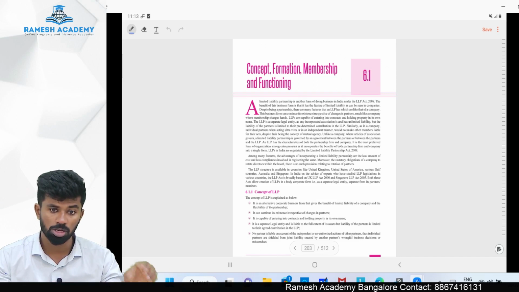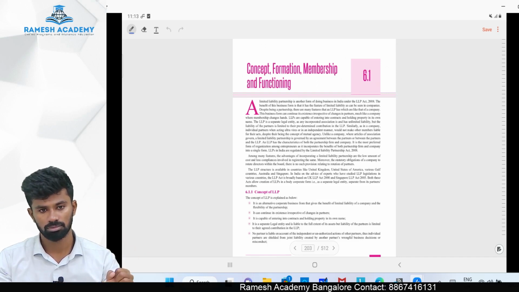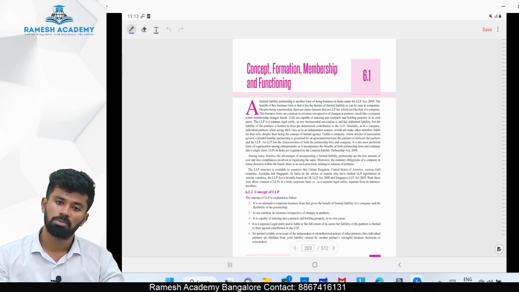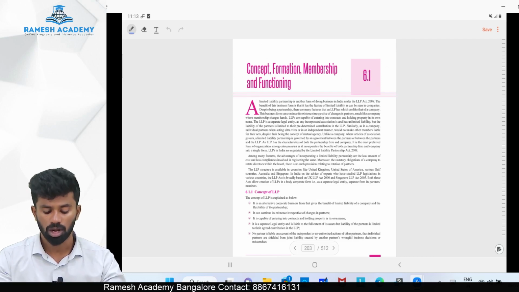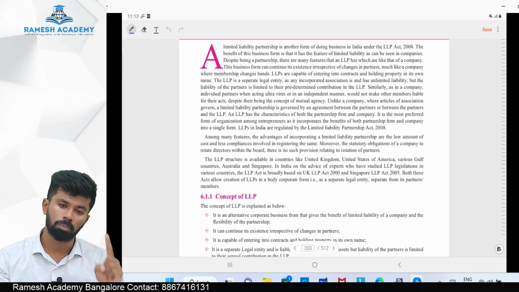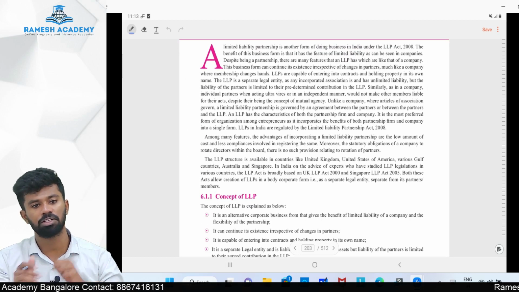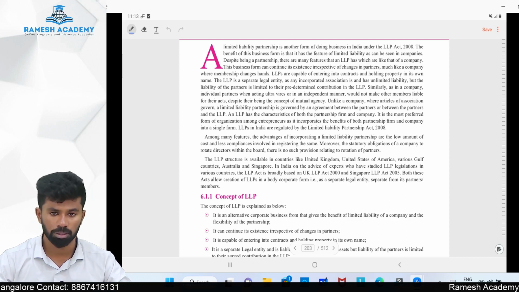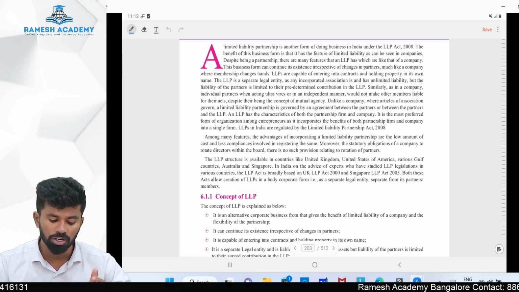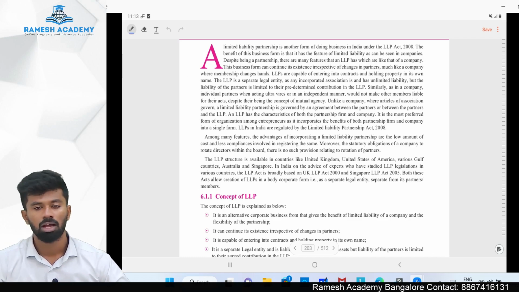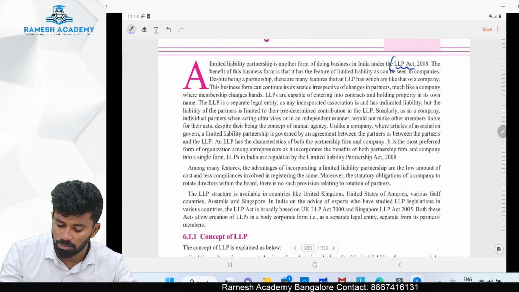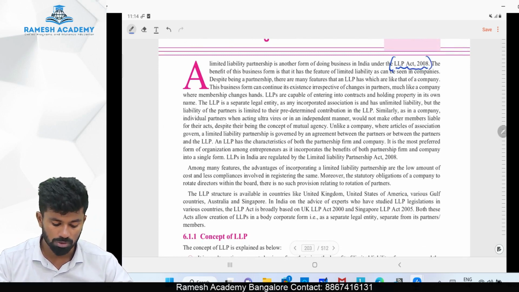Generally, in case of partnership, the liability is unlimited. But in case of limited liability partnership, the liability of the partners is limited. And one more thing is, in case of partnership firm, the maximum number of partners a partnership firm can have is how many? Maximum 50. But in case of LLP, it is minimum two to maximum unlimited. So these are the unique features of LLP, and LLPs are governed by which act? LLP Act 2008.